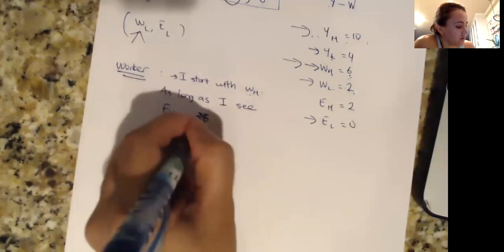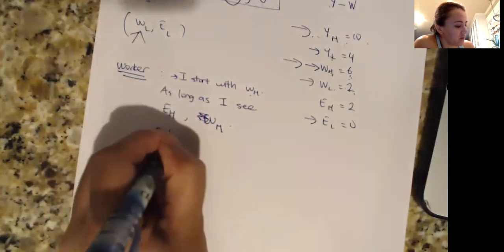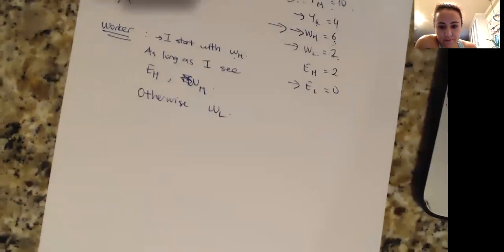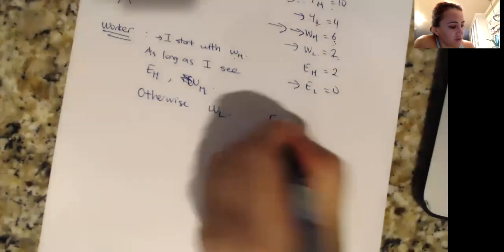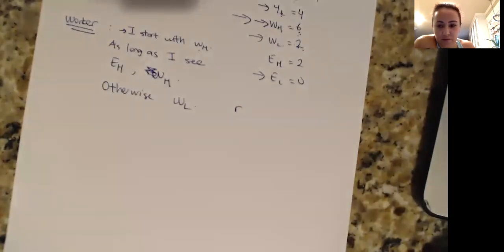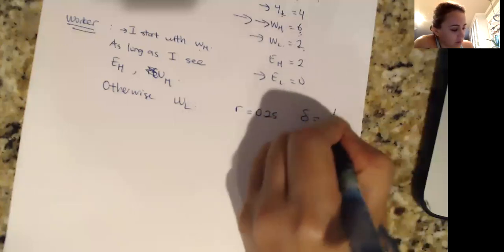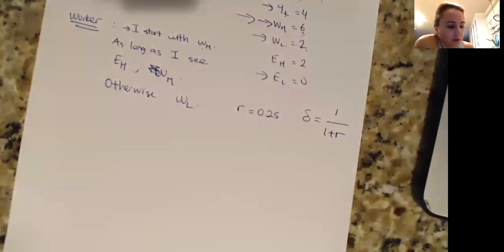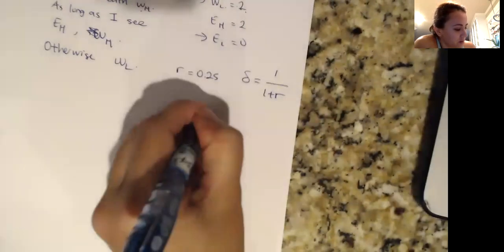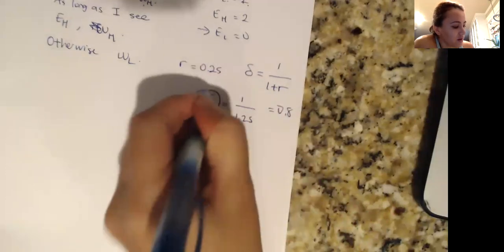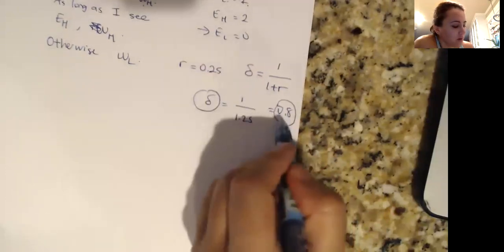As long as I'm going to choose WH. Otherwise, I'm going to switch to paying you WL. Okay, and I know that the interest rate is 0.25. The discount rate, you guys remember that the discount factor is equal to 1 divided by 1 plus R. So here I have 1 divided by 1.25, which is 0.8. So I'm going to discount future payoffs by 0.8.